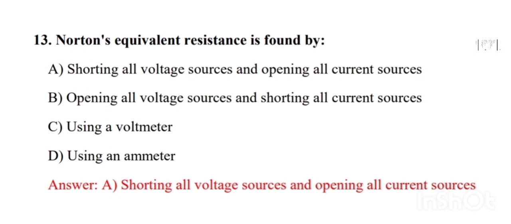Question number 13. Norton's equivalent resistance is found by: option A, shorting all voltage sources and opening all current sources; option B, opening all voltage sources and shorting all current sources; option C, using a voltmeter; option D, using an ammeter. The right one is option A, shorting all voltage sources and opening all current sources.